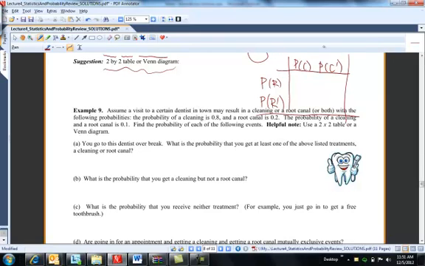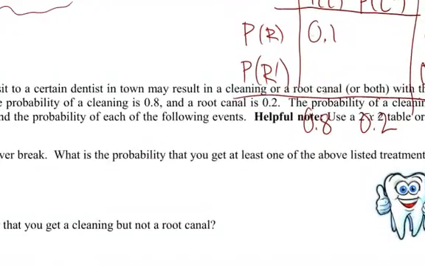The probability of a cleaning is 0.8, so I'm going to put 0.8 here, and that means the probability you're not going to get a cleaning is 0.2. Probability of a root canal is 0.2. Probability of not a root canal is 0.8. The probability that you get both is 0.1, so this is root canal and cleaning. Find the probability of the following. So there's my 2x2 table. I might as well fill in this table. I know this has to be 0.7 because they add up. This has to be 0.1 and this has to be 0.1.